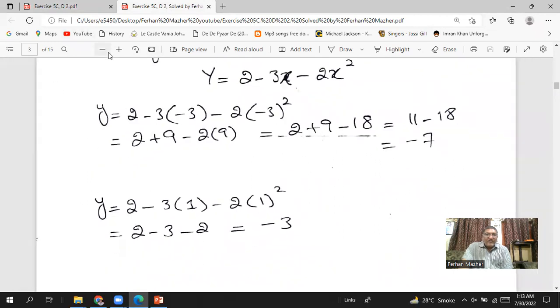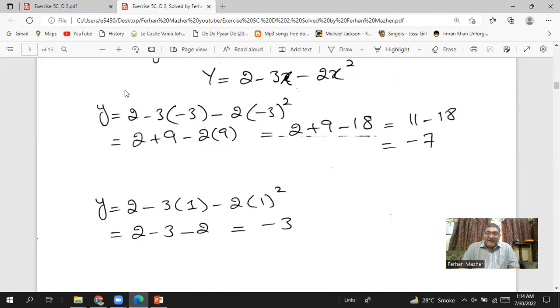On your screen, you can see the equation y = 2 - 3x - 2x². So when the value of x is -3, what will be the value of y? In the place of x in that equation, I will substitute x with -3. In your calculator, you will write 2 - 3(-3) - 2(-3)² equals, and it will be -7. So when the x value is -3, the y value will be -7.